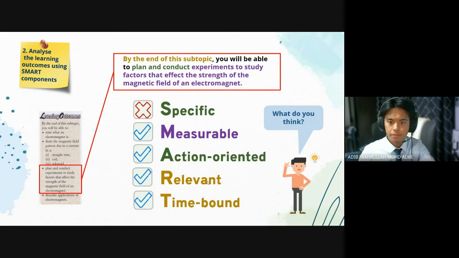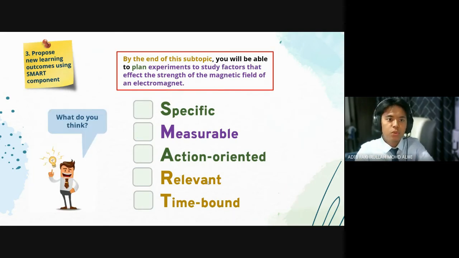All right. So let's propose new learning outcomes using SMART components. Okay, what do you think? By the end of this subtopic, you'll be able to plan experiments to study factors that affect the strength of the magnetic field of an electromagnet.